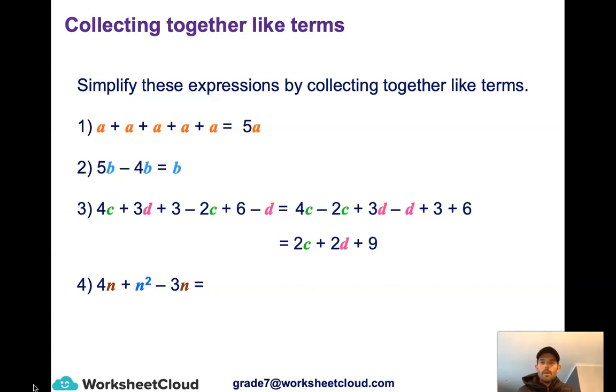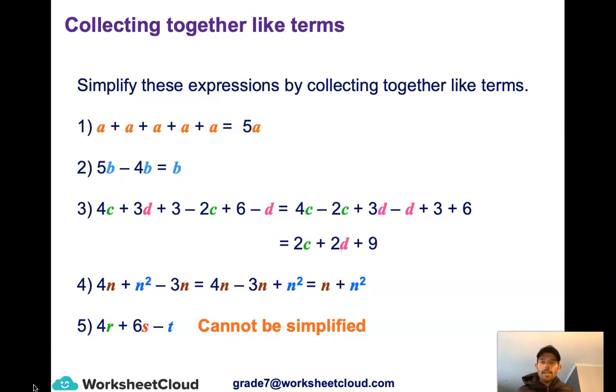Okay, in question number 4, you can rearrange to say 4n minus 3n, so 4 groups of n minus 3 groups of n, plus n squared, and that's going to be n plus n squared. All right, so I'm sure you guys are getting the hang of it by now. In question number 5, there are no like terms. Okay, so 4r plus 6s minus t cannot be simplified because there are no other terms that you can add to 4r, 6s, or t.